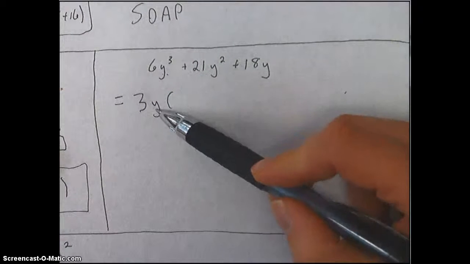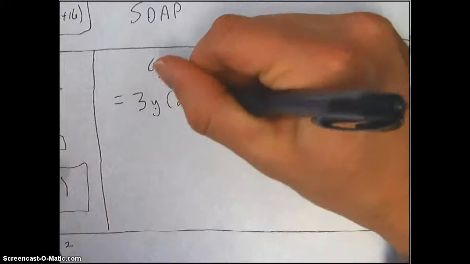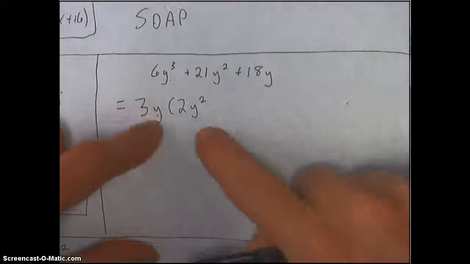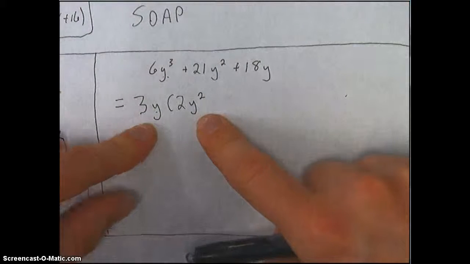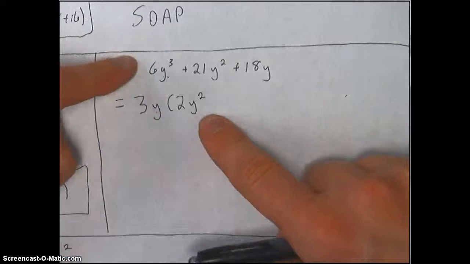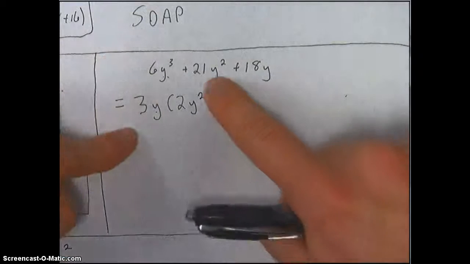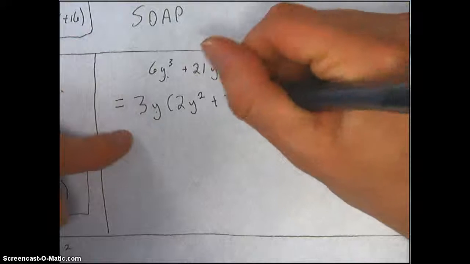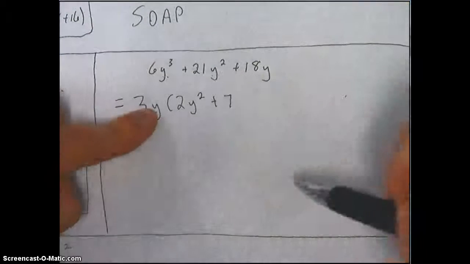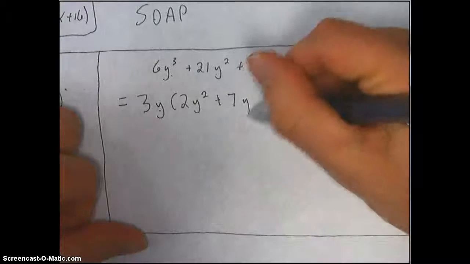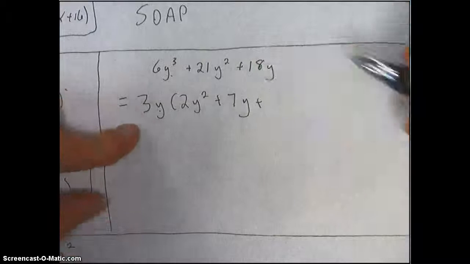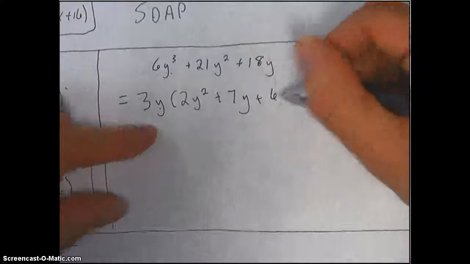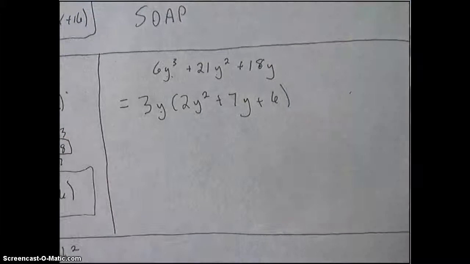6y cubed divided by 3y is 2y squared, because 3y times 2y squared is 6y cubed. I took a 3 out of 21, so 21 divided by 3 is 7. Y squared divided by y is y. 18 divided by 3 is 6. Y divided by y is 1.